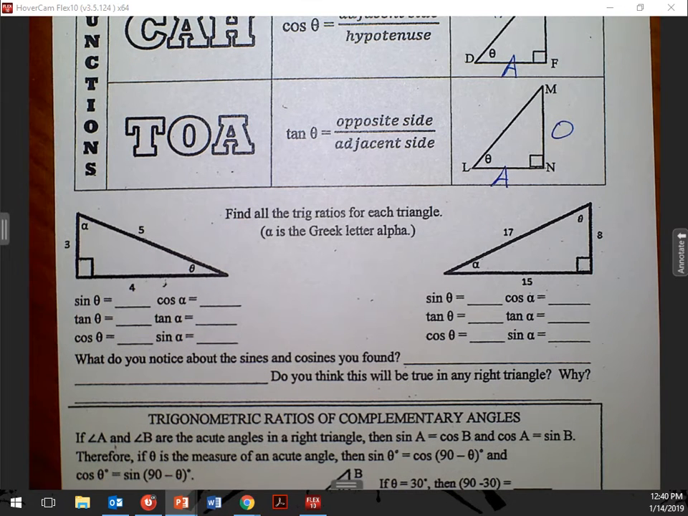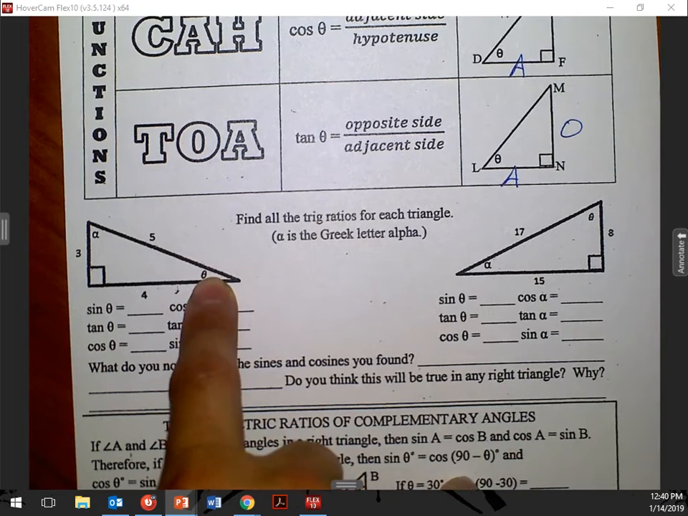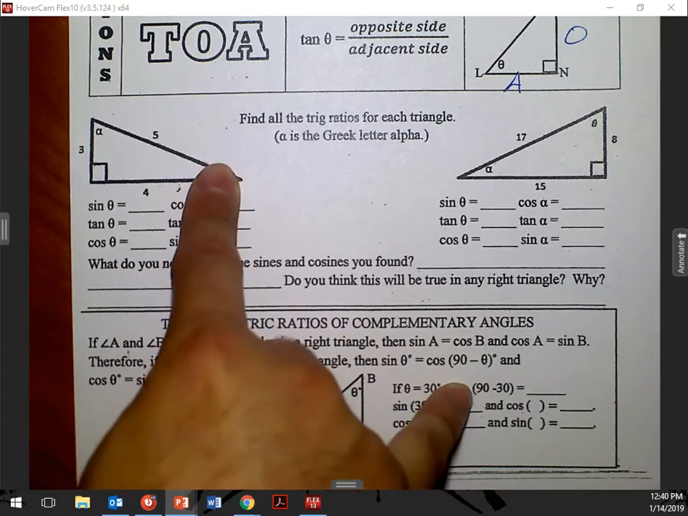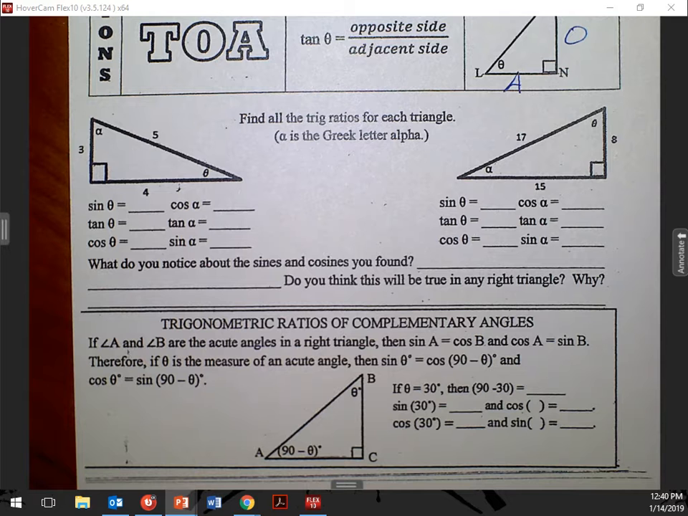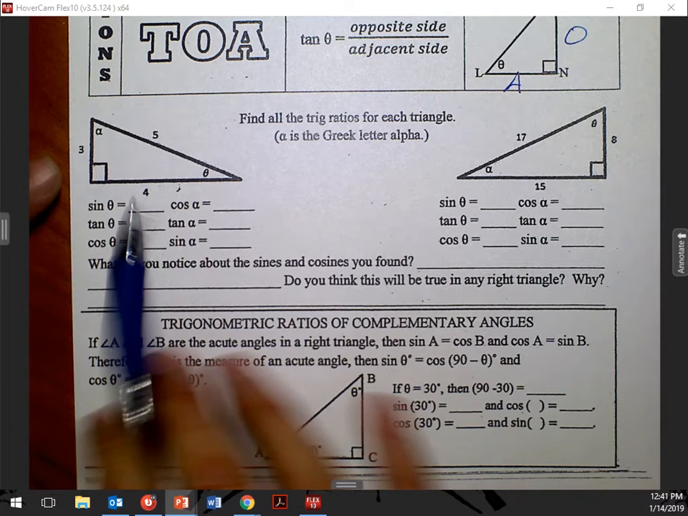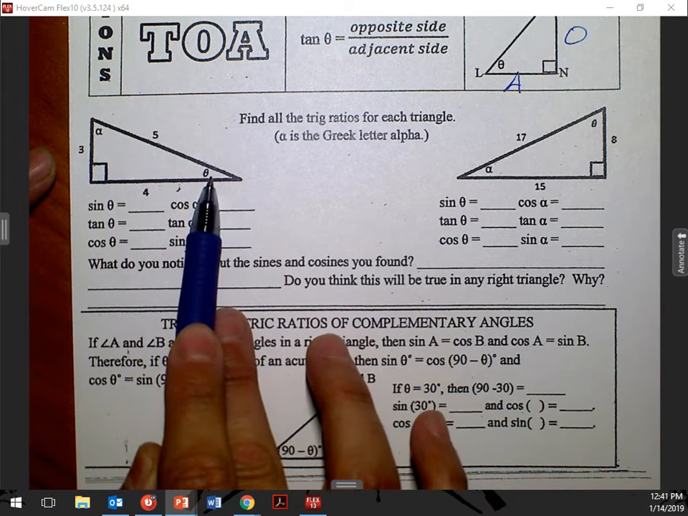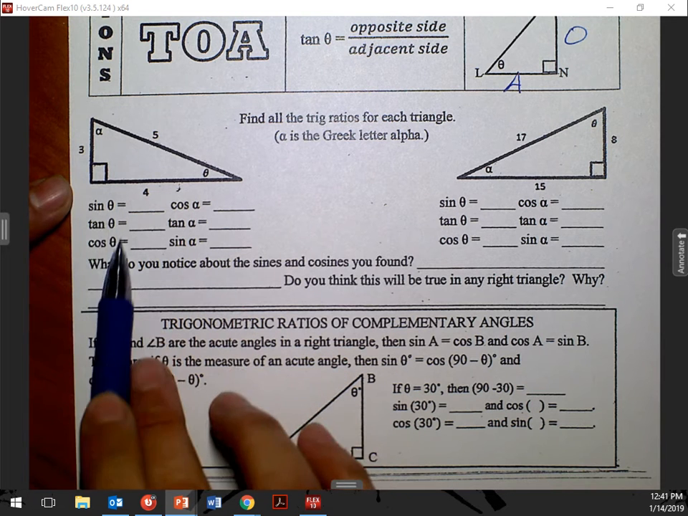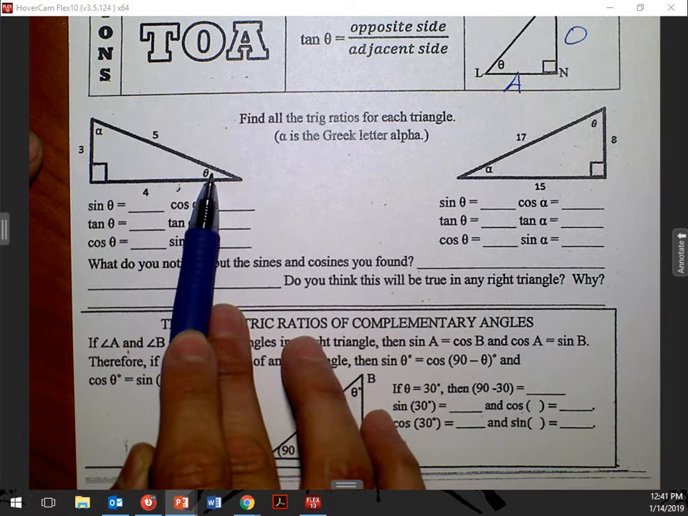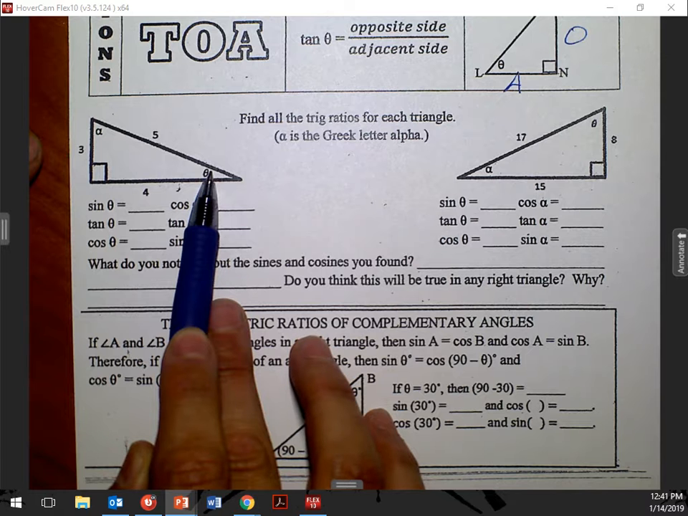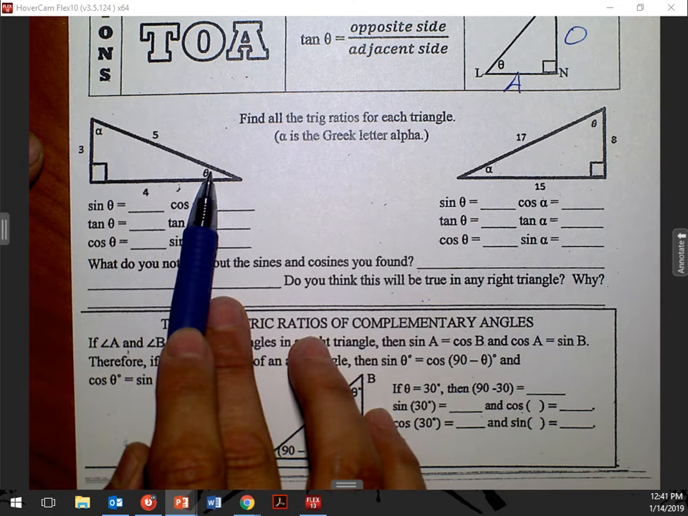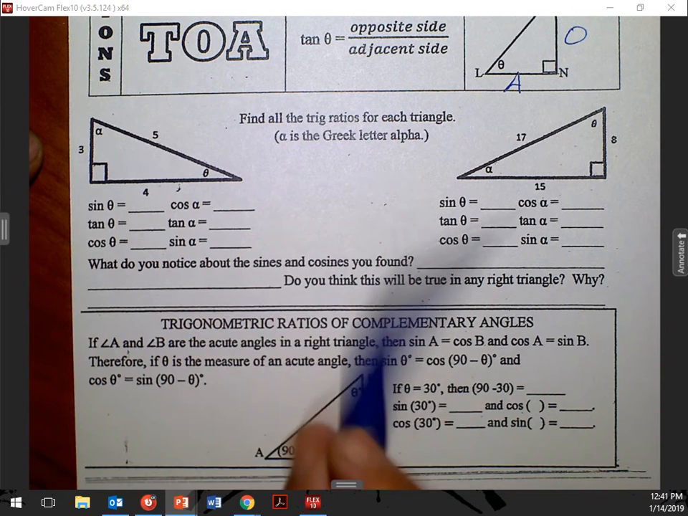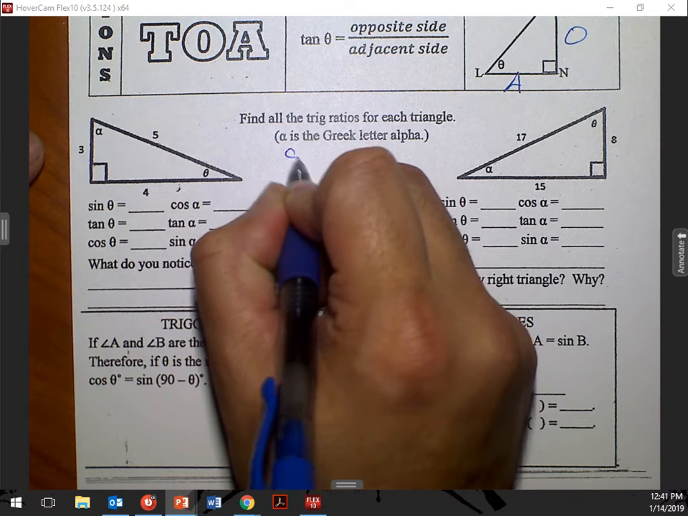So we're going to find this out. For this one right here, the Greek letter alpha is this one over here, and this one's a theta. Remember, we use Greek letters when we're talking about angles. So from theta here, so these are all theta, right? So sine. What is sine? Opposite over hypotenuse, right? Opposite over hypotenuse.